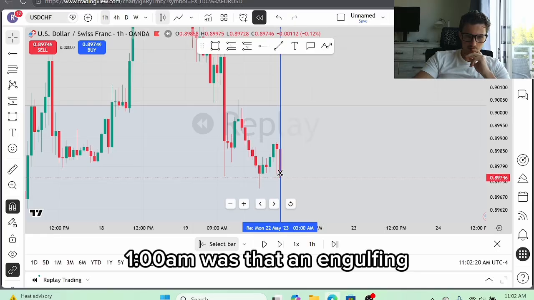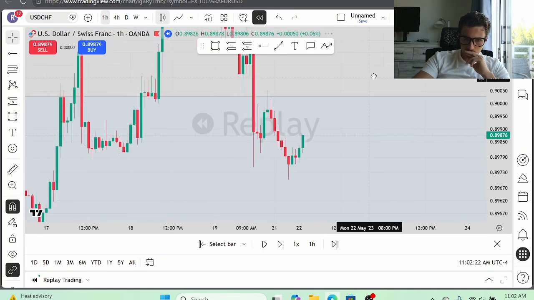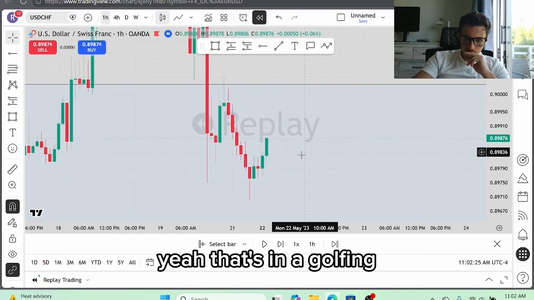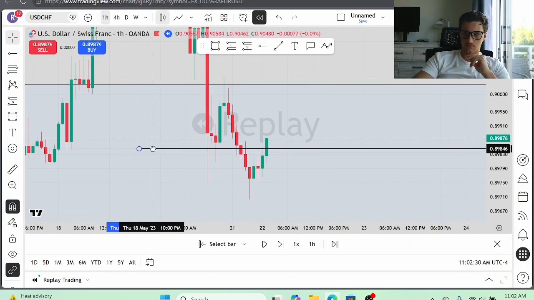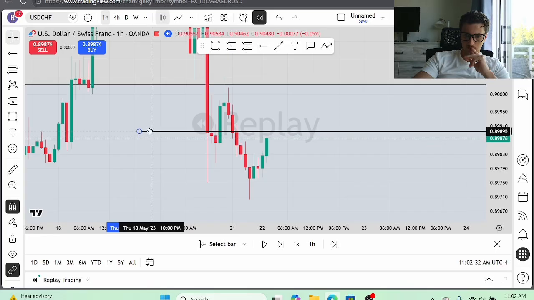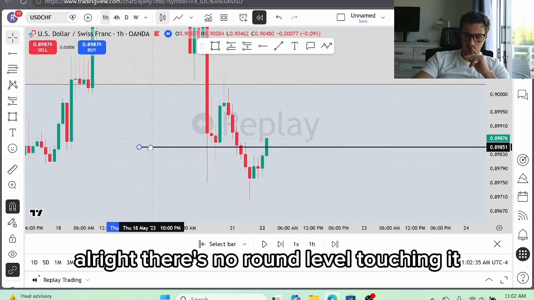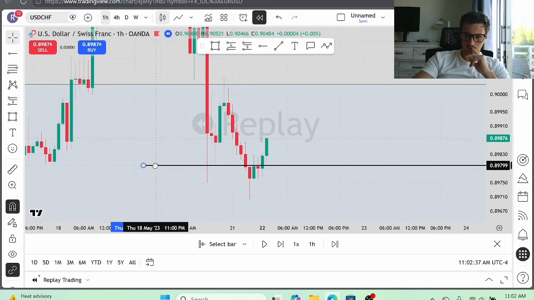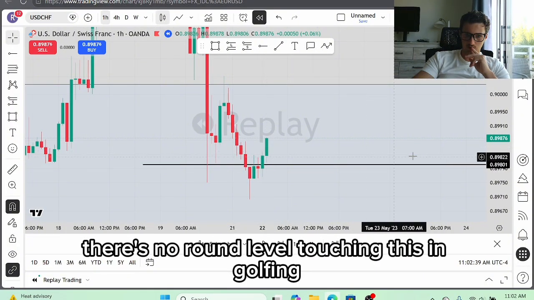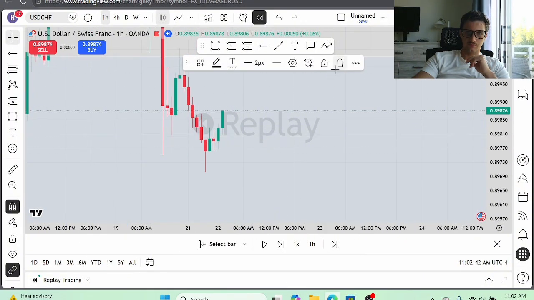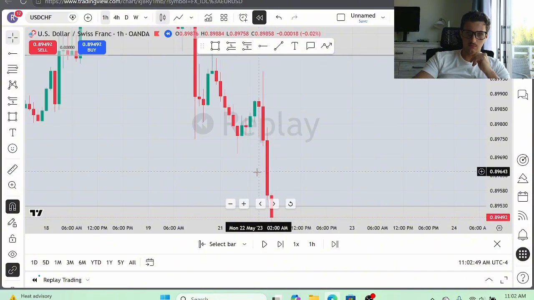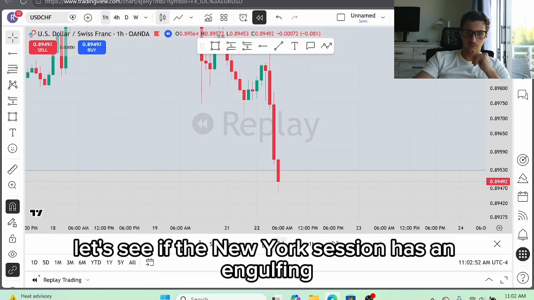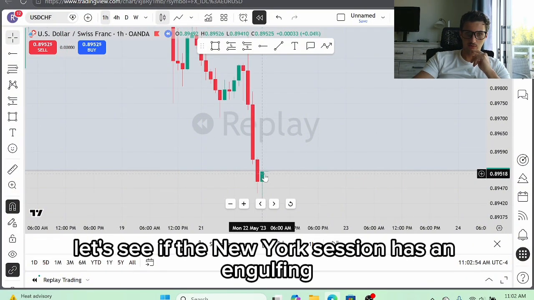1 a.m. Was that an engulfing? Yeah, that's an engulfing. Alright, we're going to see if this round level makes sense. Alright, there's no round level touching it. Yeah, there's no round level touching this engulfing, so there's no trade. So you guys, you see that? It helped us from losing, or not taking this trade. We avoided a loss.